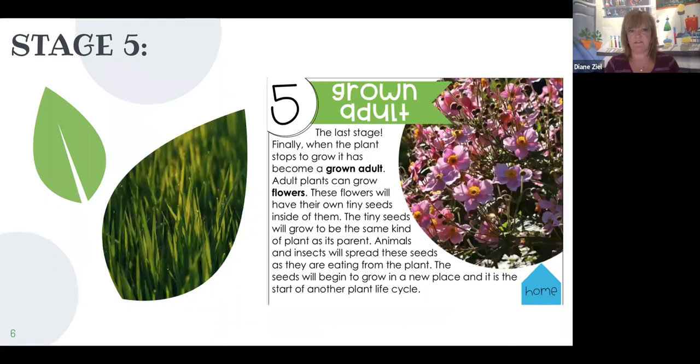Finally, stage five is the grown adult stage, the last stage. Finally, when the plant stops to grow, it has become a grown adult. Adult plants can grow flowers. These flowers will have their own tiny seeds inside of them. The tiny seeds will grow to be the same kind of plant as its parent. Animals and insects will spread these seeds as they are eating from the plant. The seeds begin to grow in a new place, and we start the life cycle all over again.